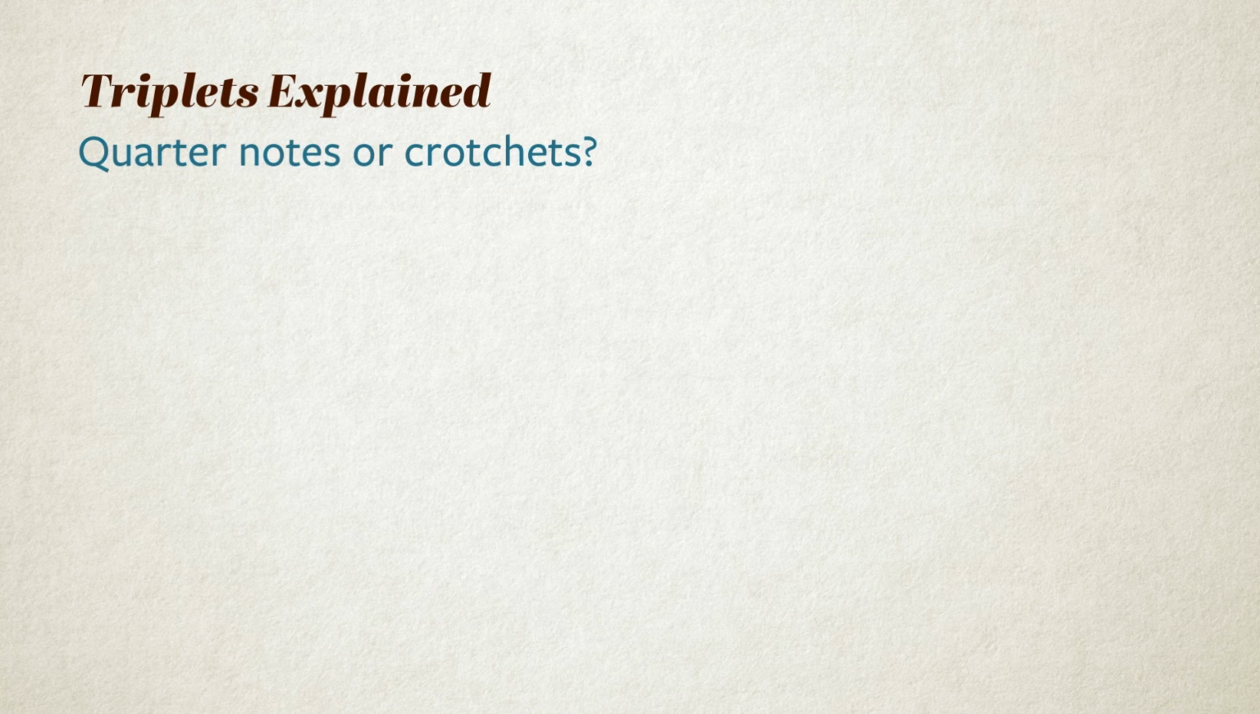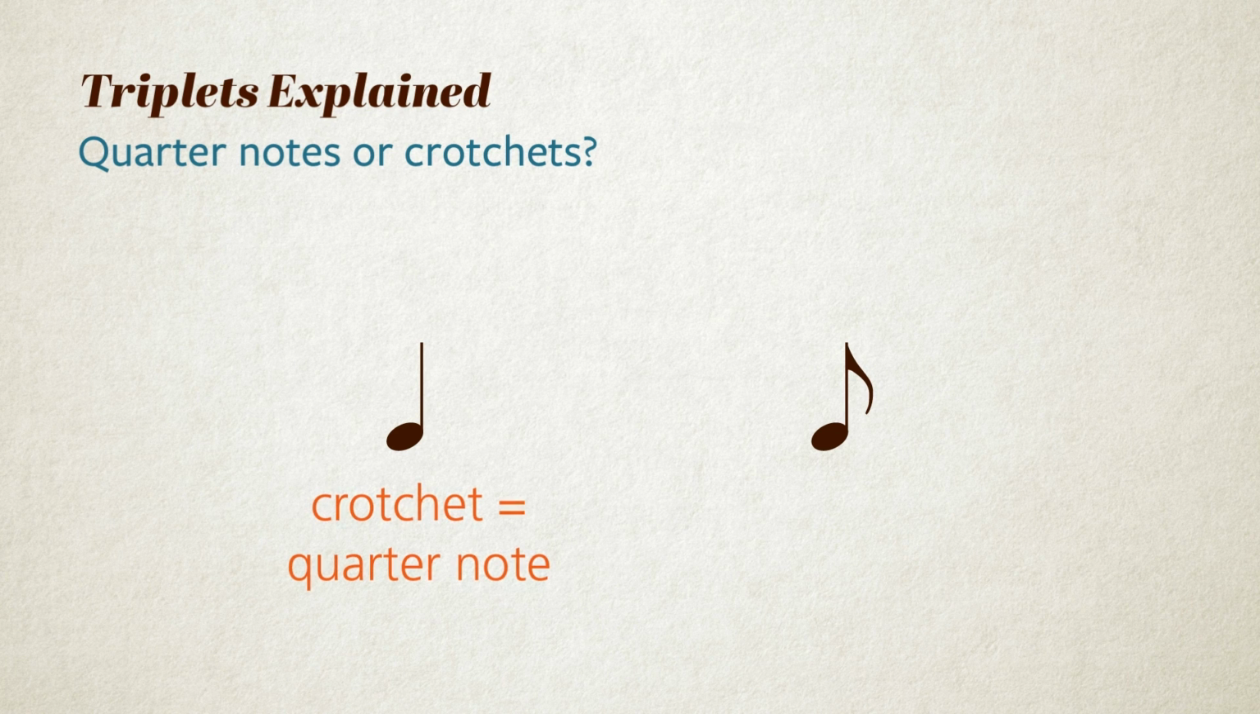Depending on which side of the Atlantic you're on, you might be used to thinking about crotchets and quavers, or maybe you're more familiar with quarter notes and eighth notes. In this video, I'll be mixing these names up a bit because I don't want anyone to feel left out, but just to be clear, a crotchet is the same as a quarter note, and a quaver is the same as an eighth note. Okay, let's get on with it.